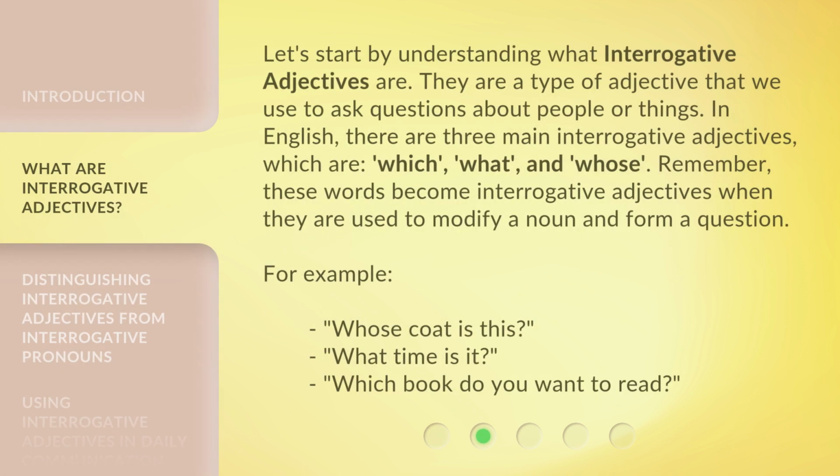Let's start by understanding what interrogative adjectives are. They are a type of adjective that we use to ask questions about people or things. In English, there are three main interrogative adjectives, which are which, what, and whose.